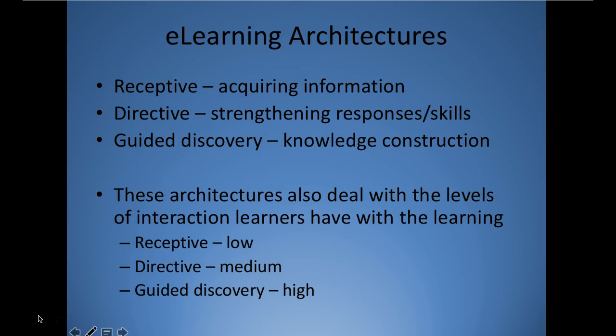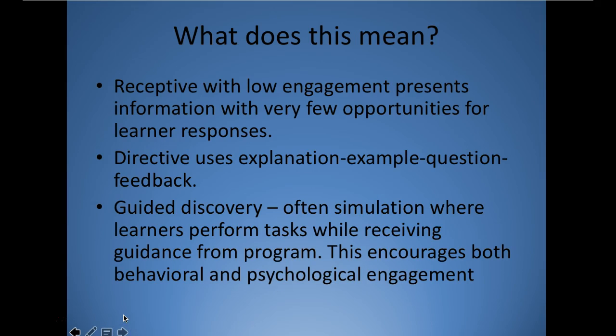Now, these architectures also deal with the levels of interaction learners have with the learning, and there is a table 1-2 on page 21 that you can look at. Receptive has low behavioral engagement, directive has medium, and guided discovery has high. So what does this mean? When you have receptive architecture, it means you have very low engagement. So this goes back to your types of training where you're just presenting a new product, or you're just giving a history of something. You're just giving them information with few opportunities for them to respond.